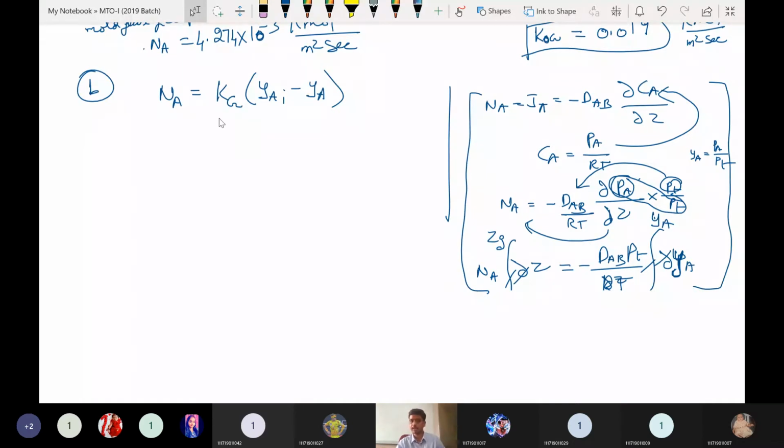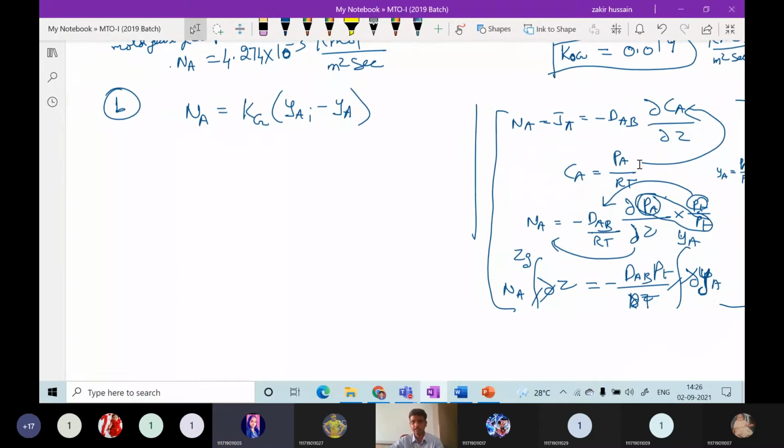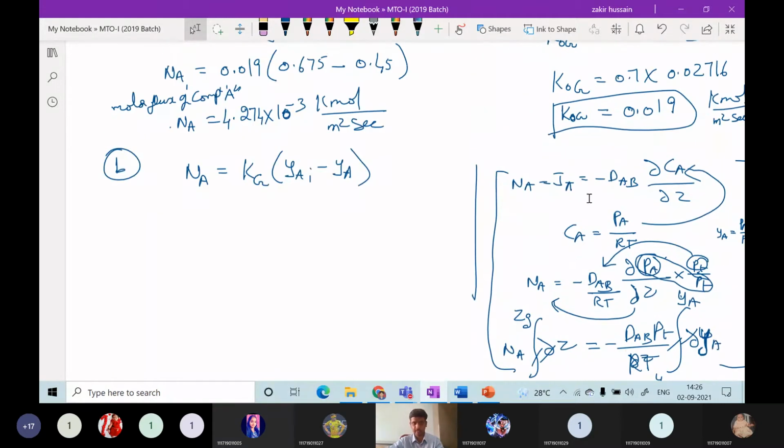Is that clear? How we are writing this one? Once again repeat. Okay, which one? Equations. Is this the shortcut method or this method? Derivation? Shortcut, sir. Okay, shortcut.